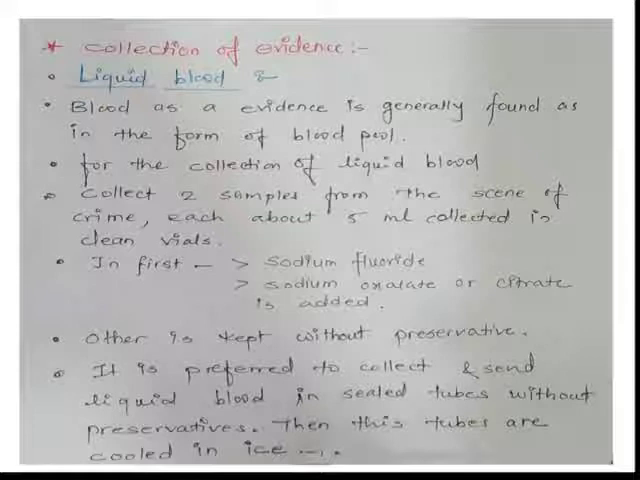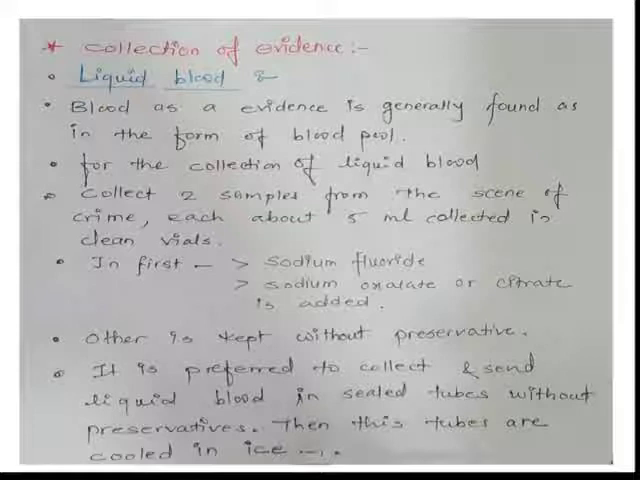For the collection of liquid blood, collect two samples from the scene of crime, each of about 5 ml, and collect this blood in clean vials. Simply, we have to collect two samples from the murder place, each containing 5 ml of blood, in clean vials. In the first vial you have to add sodium fluoride, sodium oxalate or citrate. These compounds act as a preservative for the blood. Out of the three you have to add only one at a time. The second vial is kept without the preservative. So the first vial contains the preservative and the second vial does not.